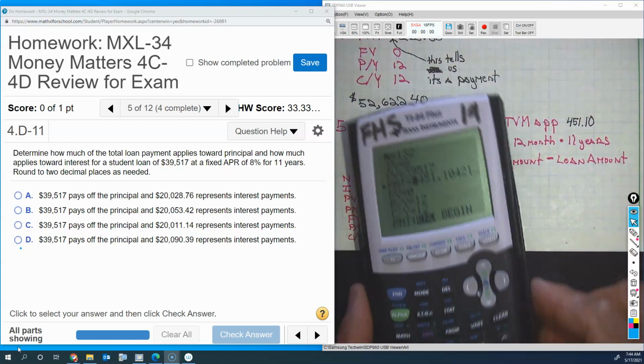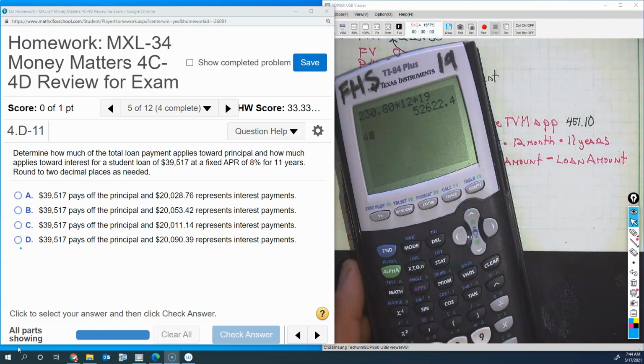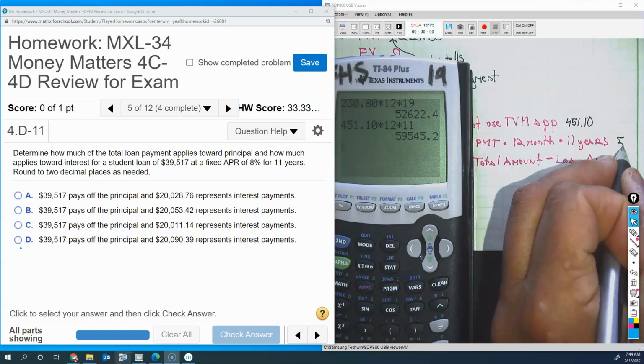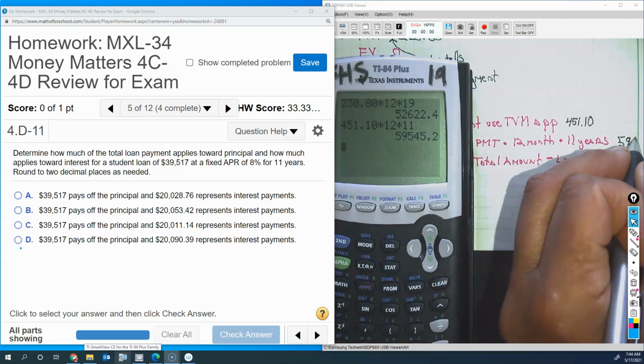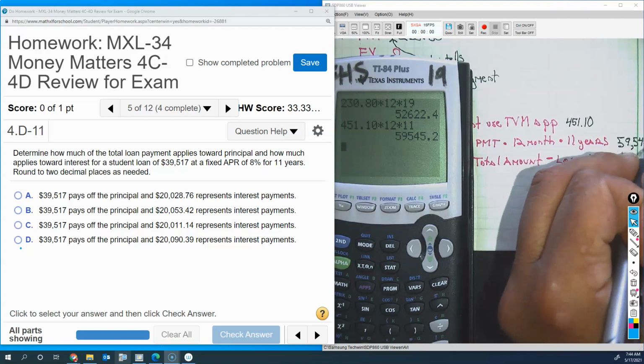So clear, second quit, 451.10 times 12 times 11. That gives $59,520.